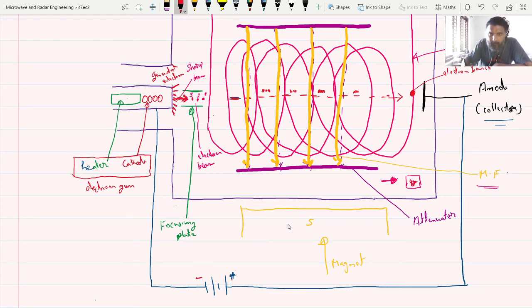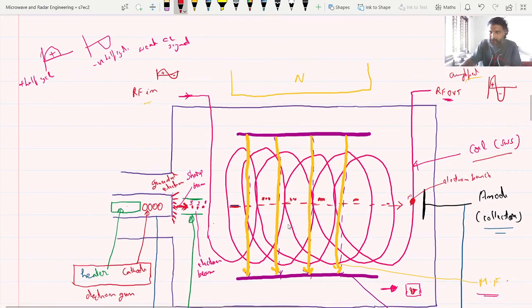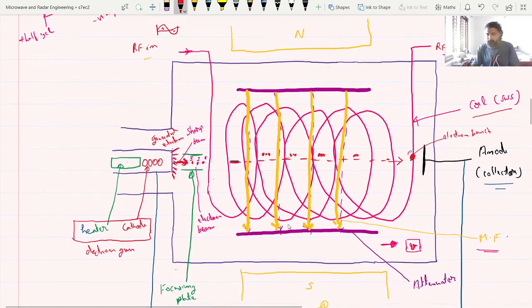So the electrons travel, and when they reach this portion, they will bunch here, that is, all the three electrons, one, two, three, will be bunched here. The electrons are progressed in the slow wave structure, and the gap between the electrons decreases as they move further. The RF out will have the amplified signal. So that I also write here.